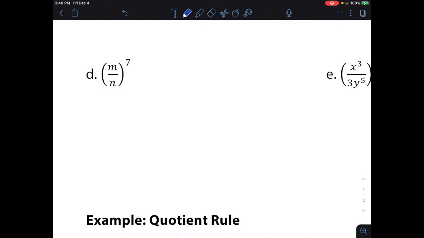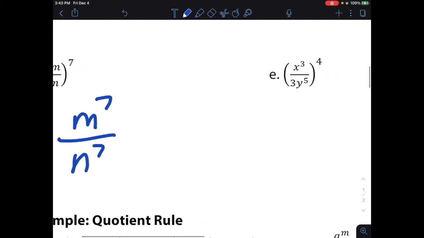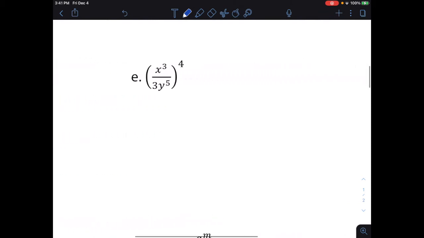Okay, so m over n to the 7th. Pretty straightforward with this one because we know there are 1s on the m and the n, so we can immediately just say, hey, it's m to the 7th, n to the 7th.